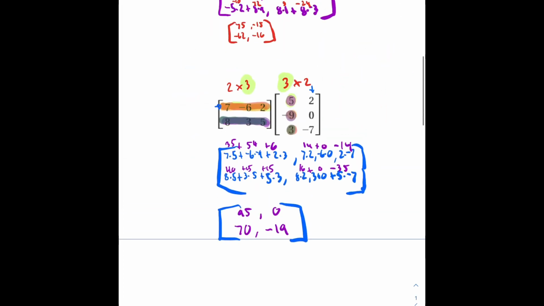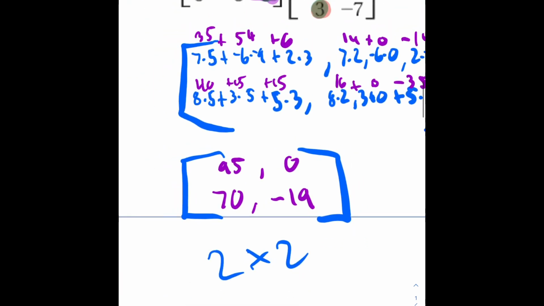So I took a 2 by 3 multiplied by a 3 by 2 matrix, and my answer was a 2 by 2. So your answer is going to be a 2 by 2 matrix.